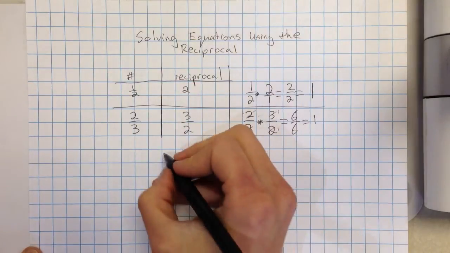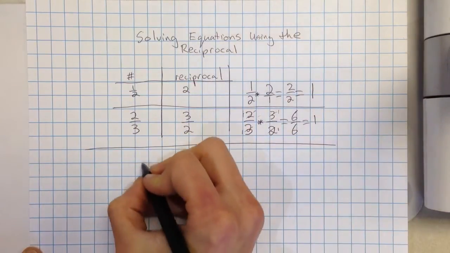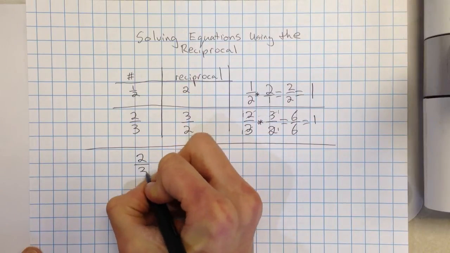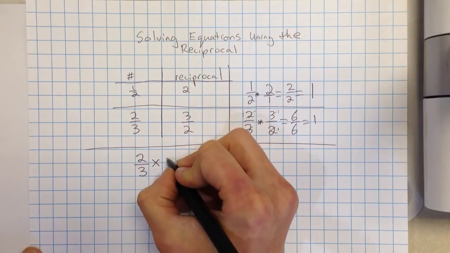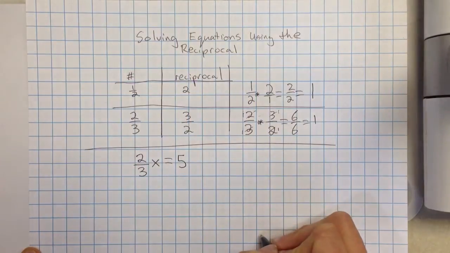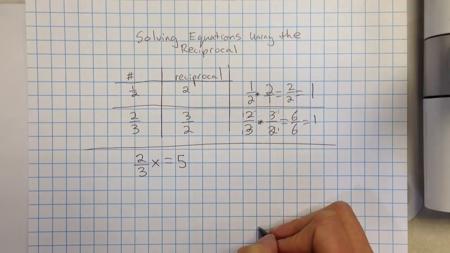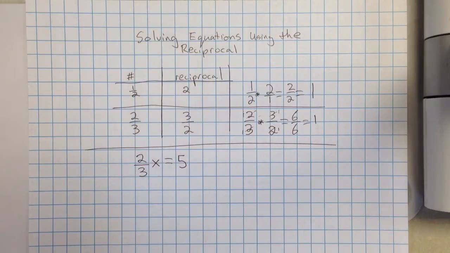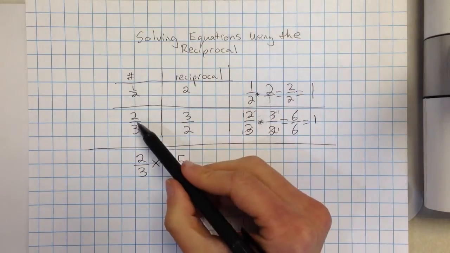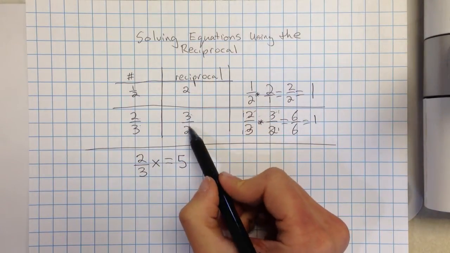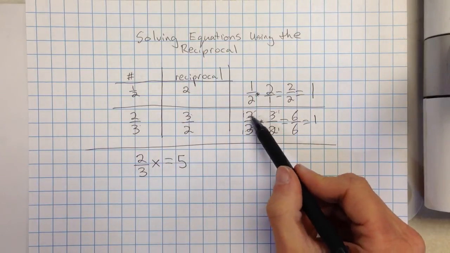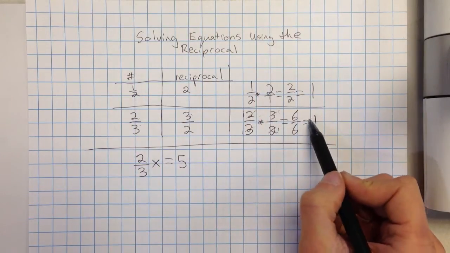So let's say, for example, we had an equation and we had 2/3 x equals 5. We want to solve for x. We want to find what value is going to make this true. Now, I could divide by 2/3 because I know that this is multiplication here. But I could also think about this as, what can I do using the reciprocal? Now, we identified up here that the reciprocal of 2/3 is 3/2. And if I were to multiply 2/3 by 3/2, that would equal 1.